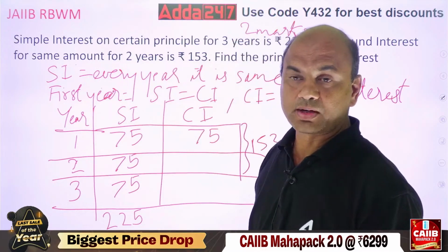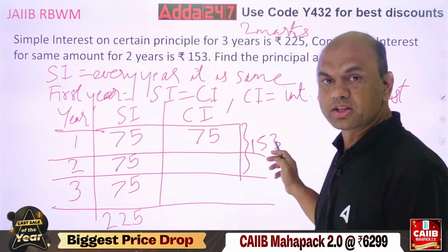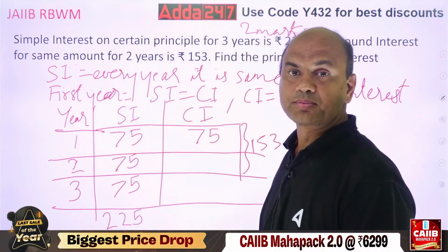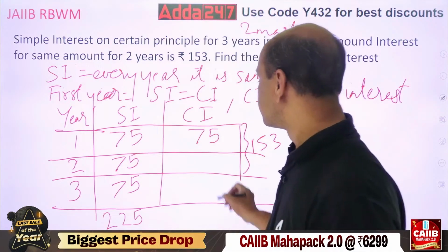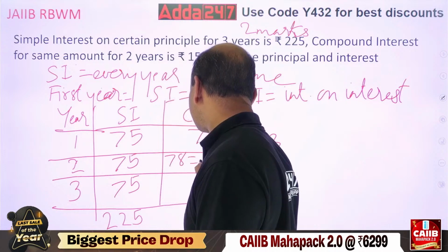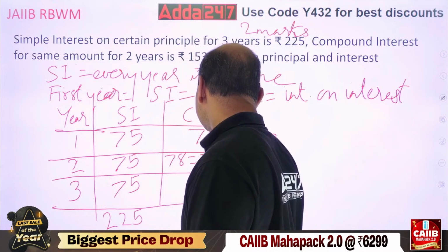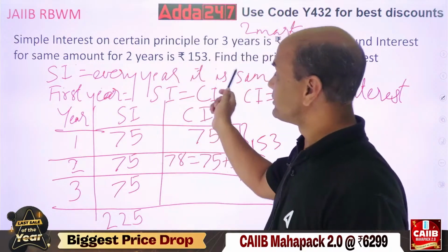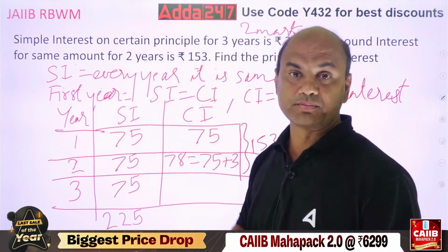What is my total but? 153. If total is 153 and first year is 75, what will be the second year then? 78. So 78 will write it like this, 75 plus 3. See, what did I say? All the concepts will be tested over here, all of them.